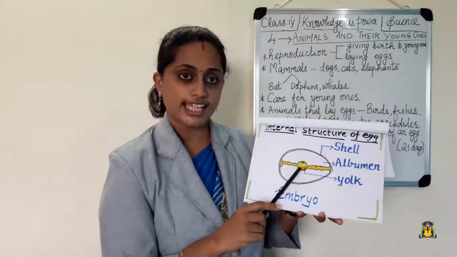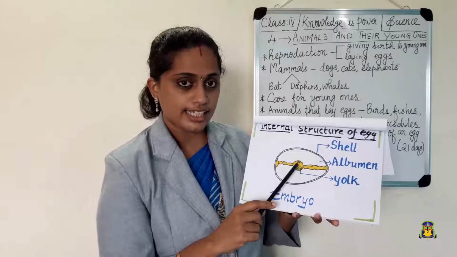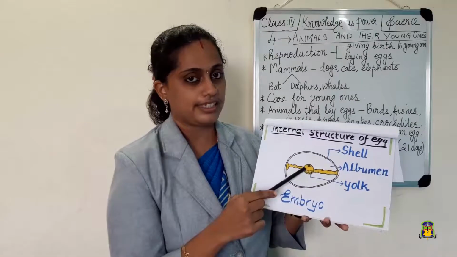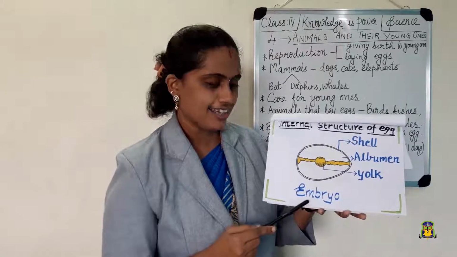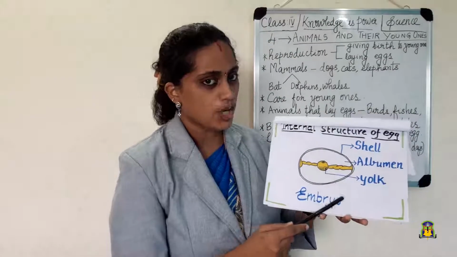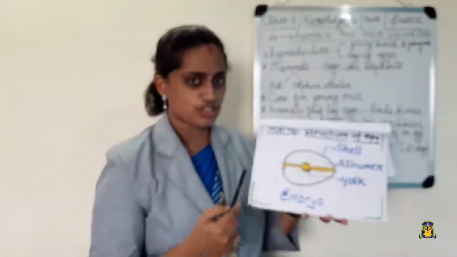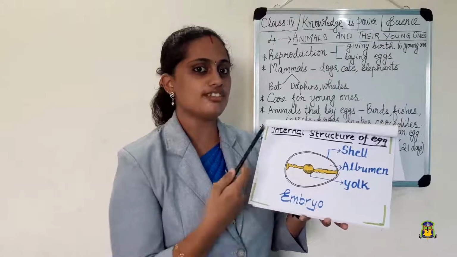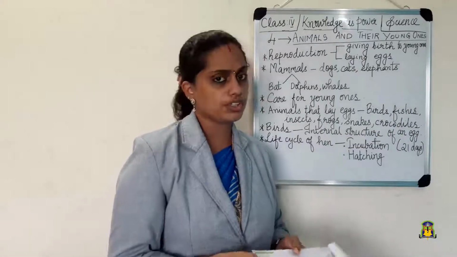We know that inside the egg, the baby will be growing. So who is giving the food needed for that growing baby? It is from the egg yolk. The baby gets the food. So what is that growing baby called? It is called the embryo. Now you are remembering the internal structure of an egg? Yes? You might have eaten an egg, but you didn't know this is the internal structure of an egg, isn't it?